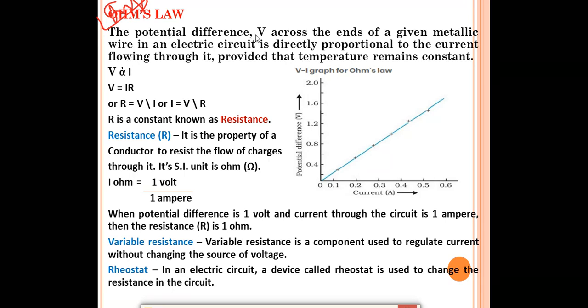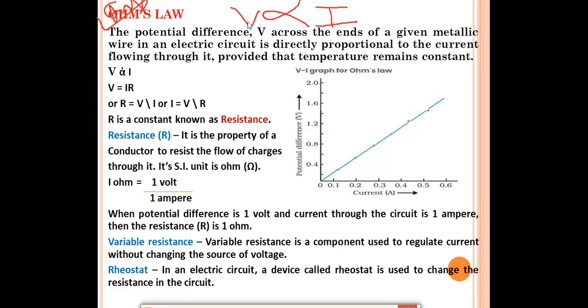The potential difference V, represented with the symbol V, across the ends of a given metallic wire in an electric circuit is directly proportional to the current flowing through it, provided that temperature remains constant. So what is the statement of this one? Potential difference V in any wire will be directly proportional to the current flowing through it, provided that temperature will be constant. You can easily write the statement of Ohm's law by remembering this relation.